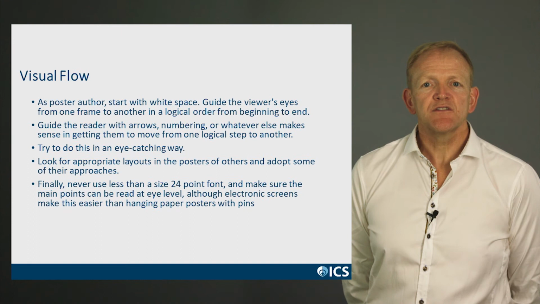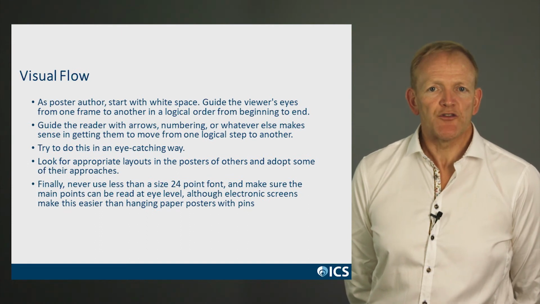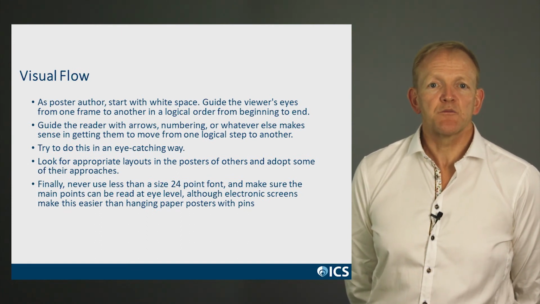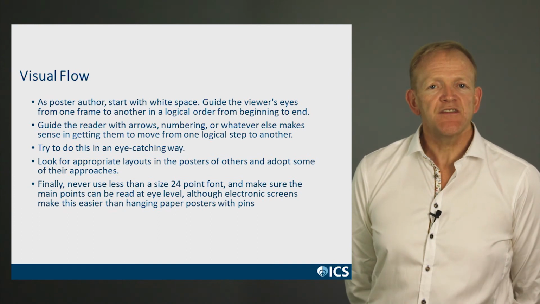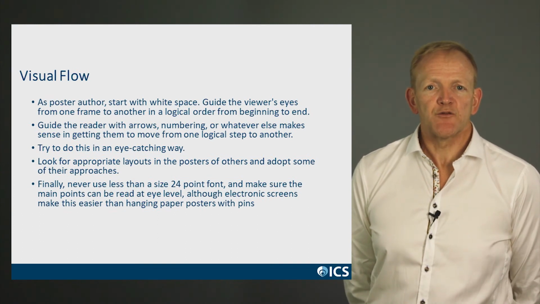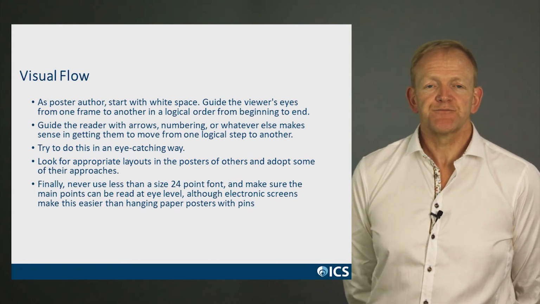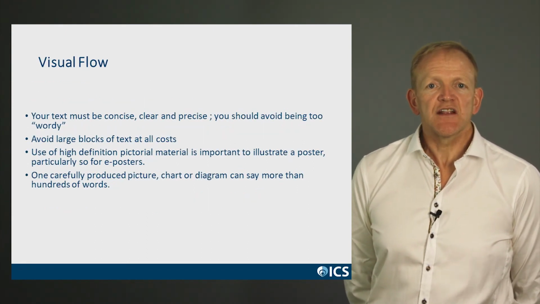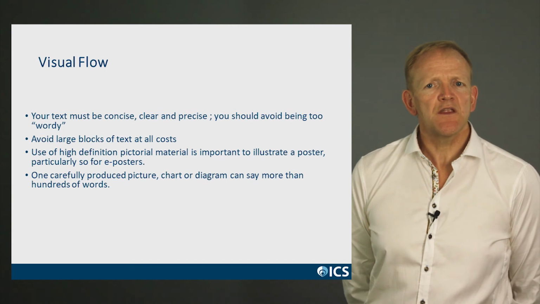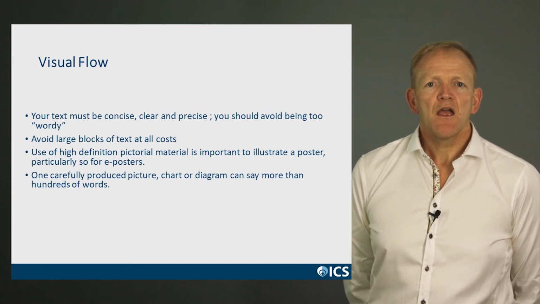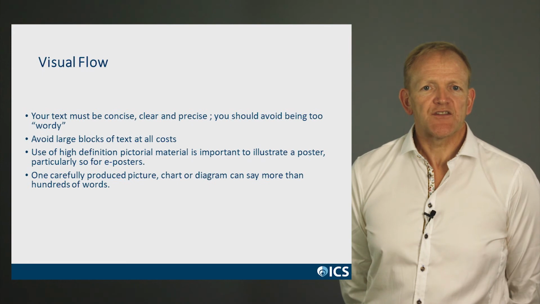Finally, never use less than a size 24 point font and make sure the main points can be read at eye level. This is easier to achieve using the electronic format. Hanging level posters by eye is always more difficult. Your text must be concise, clear and precise. You should avoid being too wordy. Avoid large blocks of text.